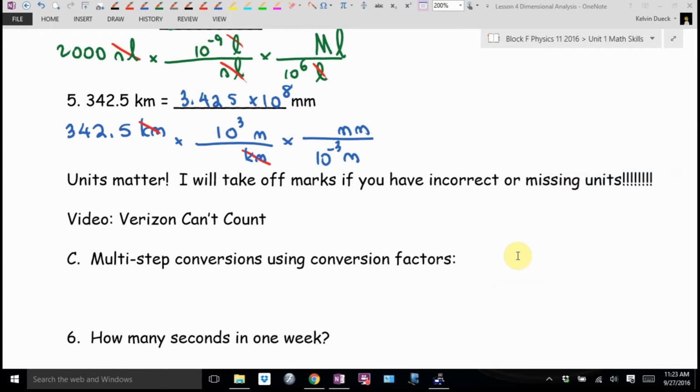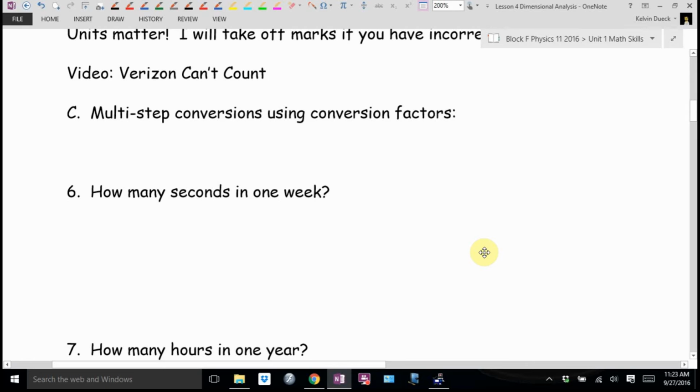So again, for those of you who are watching at home, Google Verizon can't count, and you'll find the whole saga. I will say at the very, very end of the phone call, he does say a little Simba bad word because he's had enough, but he's patient the rest of the way through, so I have to give him at least some credit.